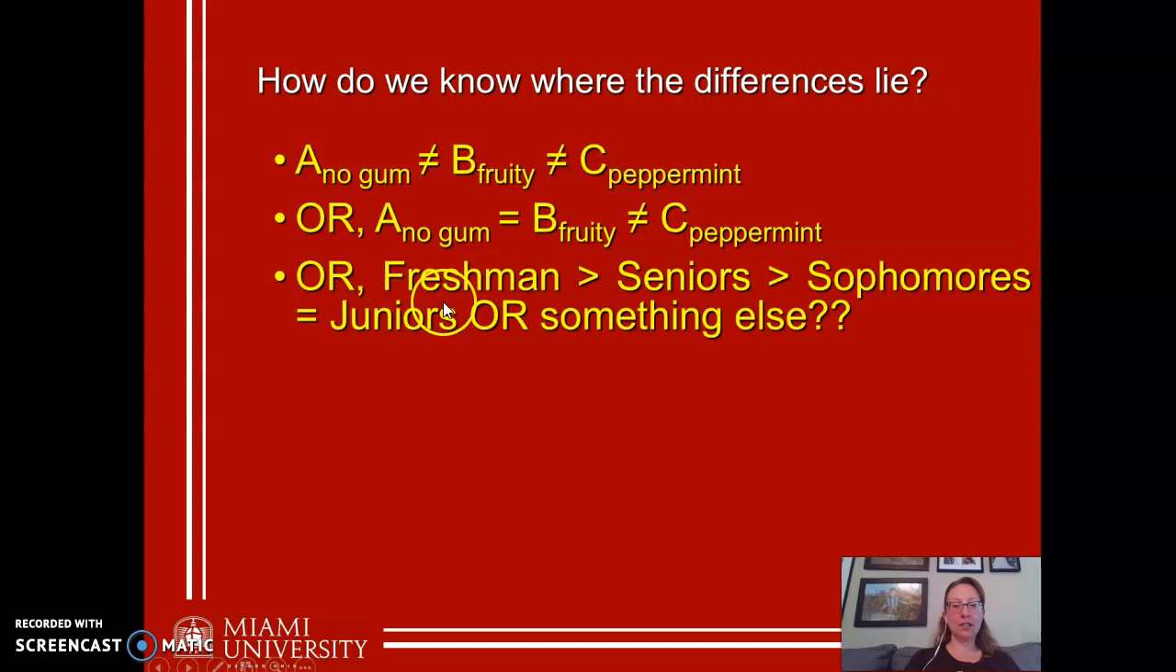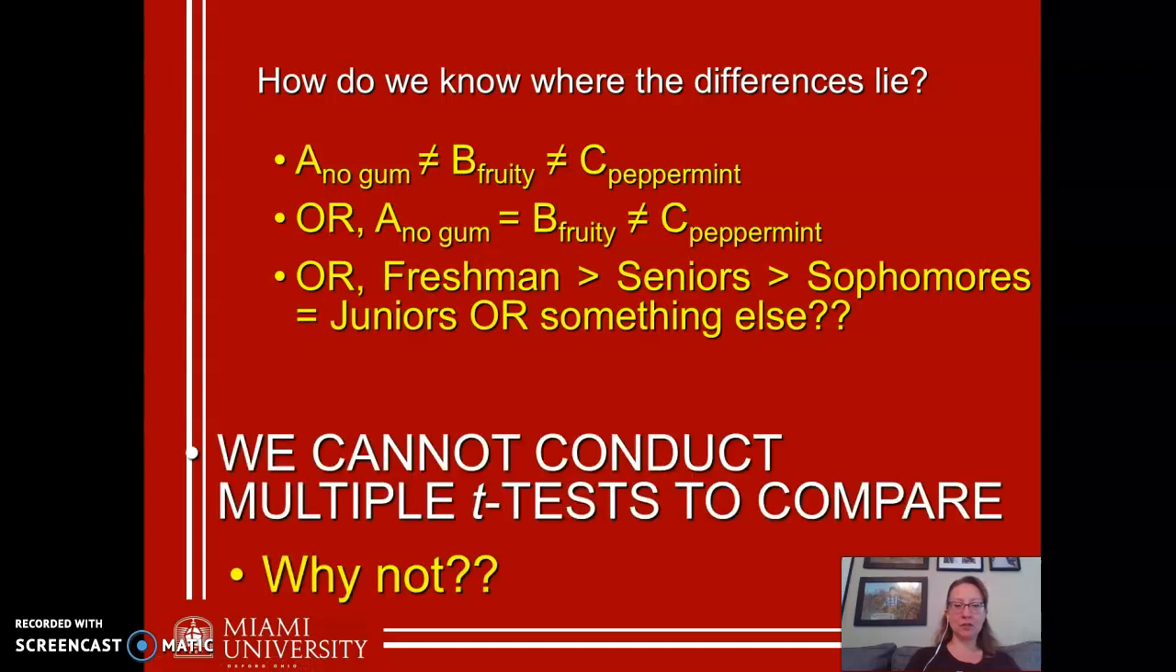Or, if we were looking at our other example with class here, and how that might affect grade point average, maybe there is a way that freshmen are doing better than seniors, who are doing better than sophomores, who are the same as juniors. Or we might find all kinds of differences within those groups. So one thing that you're thinking is, well, if I can do a t-test with 2 groups, why don't I just do a t-test for this pair, and a t-test for that pair, and a t-test for that pair?